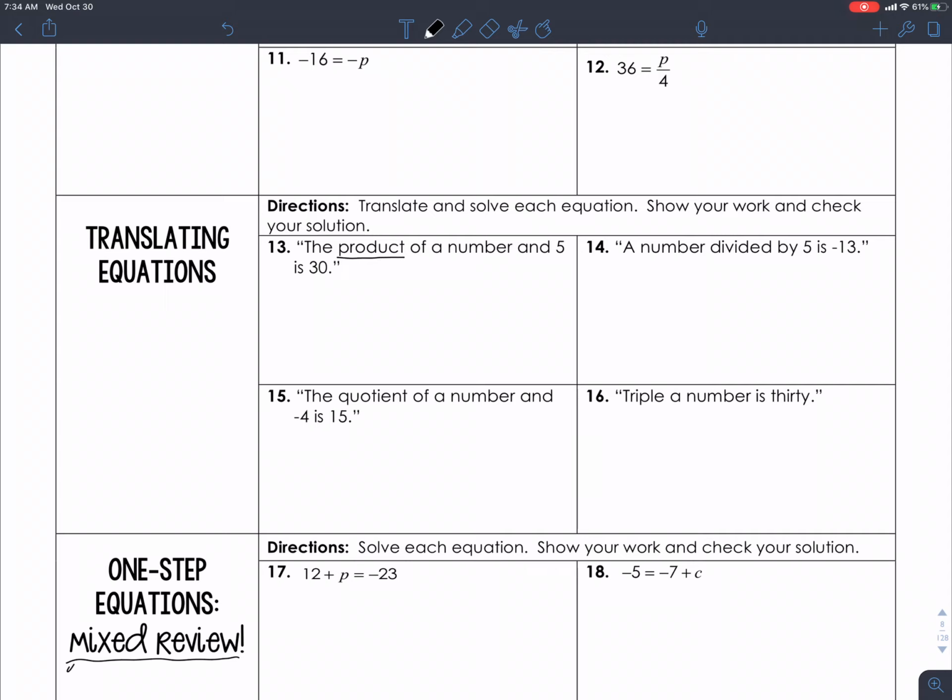But a couple things you need to understand: 13 and 15, product. I've talked about that in the past. That's multiplication. Quotient. I've also talked about that. That's division. So I've kind of given you a little bit of a head start on those.